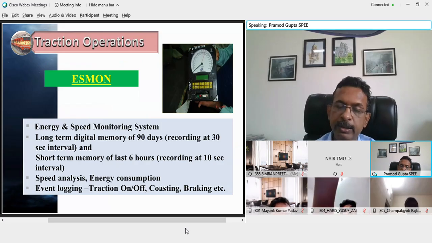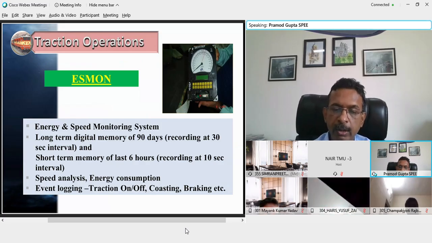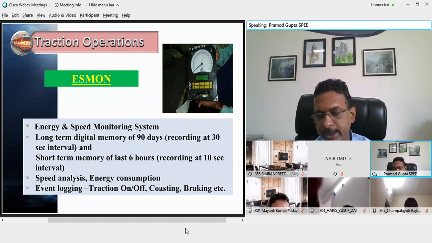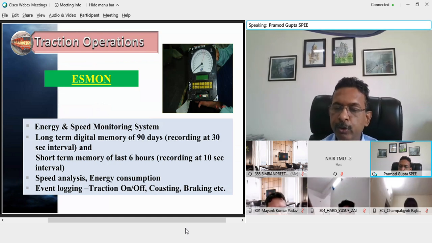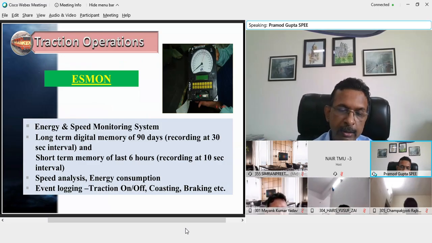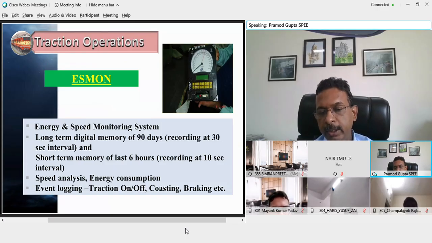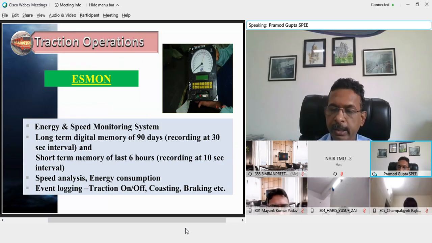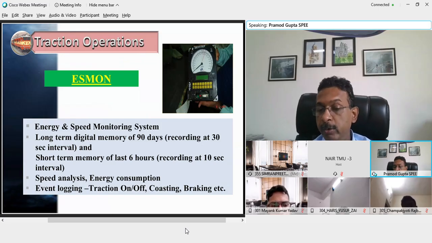Considering all these factors, we have worked out, on an average basis, the amount of energy which should be consumed by the loco pilot during one journey. And when we take the readings from the SMON, we compare the actual energy consumption against the ideal energy consumption. If the mismatch is around 20% or more, he has consumed more than 20% more energy than what was expected.